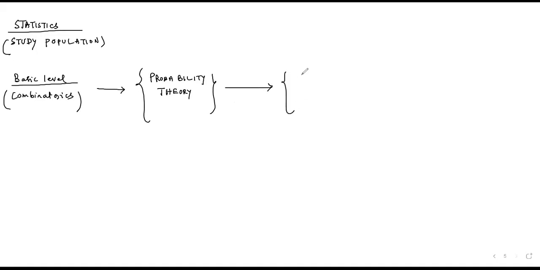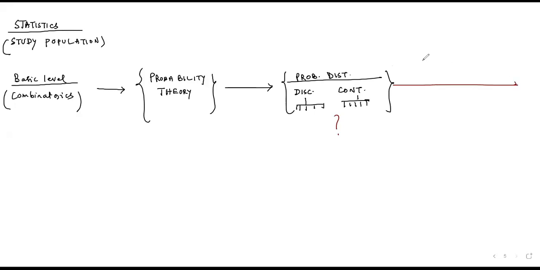Once the physical system is studied with respect to probability theory, we try to find out various probability distributions. We know that there are two types of probability distributions. One is discrete and another is continuous. In discrete, there are several cases. In continuous, there are several cases. Why am I studying this probability distribution? Because we know that our population follows some probability distribution.